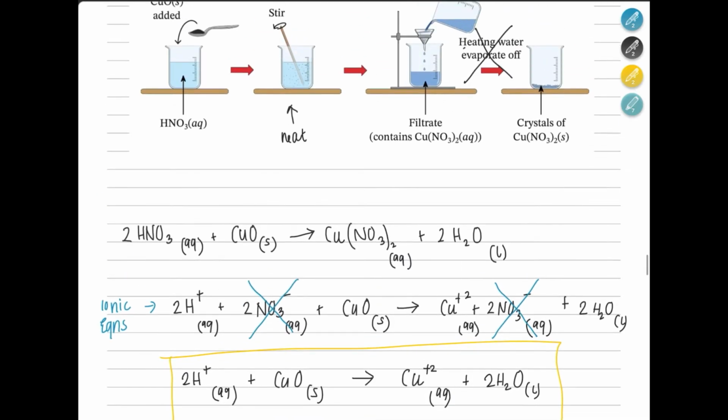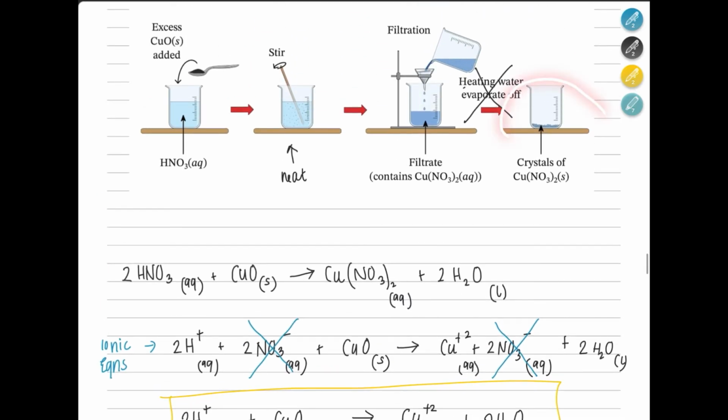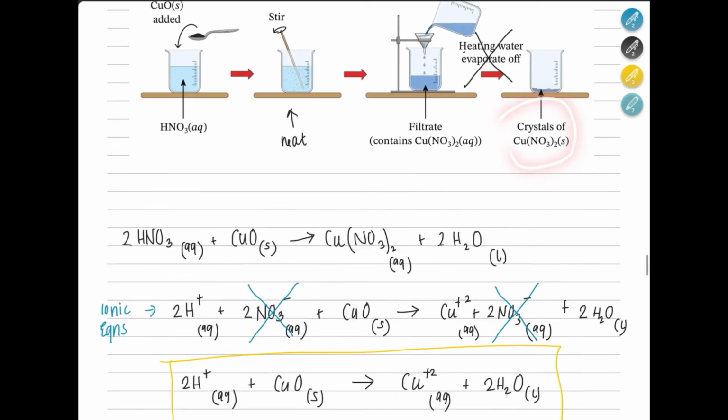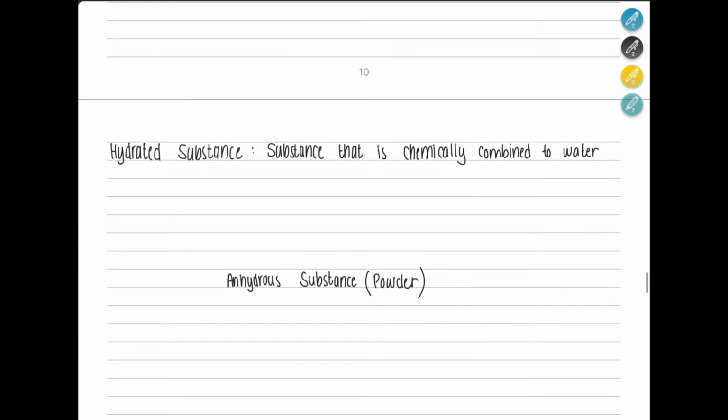Now, remember here we are going to crystallize our solid, right? We are going to crystallize our salt. Now sometimes when crystallized, many salts contain water that is chemically combined onto them. I'll give you an example. These salts are known as hydrated substances. These are substances that are chemically combined to water. For example, let's talk about copper sulfate. CuSO4 is chemically combined to 5 water molecules. This is a hydrated substance.